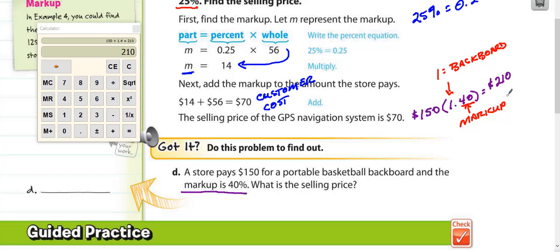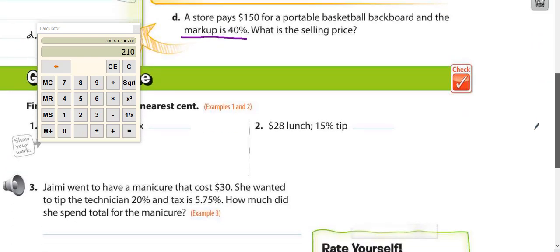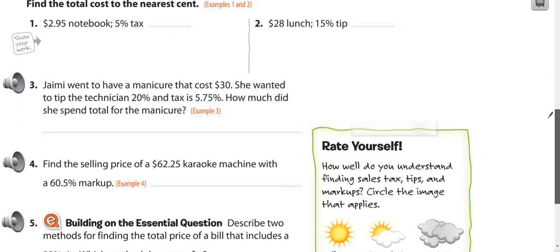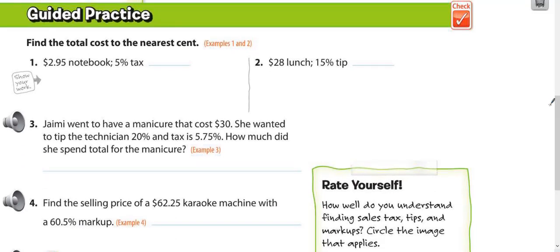If this is a Big 5, you walk into Big 5 and say, I want that backboard. How much is it? And the guy looks at the tag and he goes, it's $210. Big 5 paid $150 for it. They marked it up by the additional $60 and then sold it to you, and that's how they make their profit. Okay, so you've got some guided practice problems to do down here. Let me get rid of that calculator. So go ahead and do problems 1 through 4, and then we're going to come back and solve them. So give yourself a chance to try those.